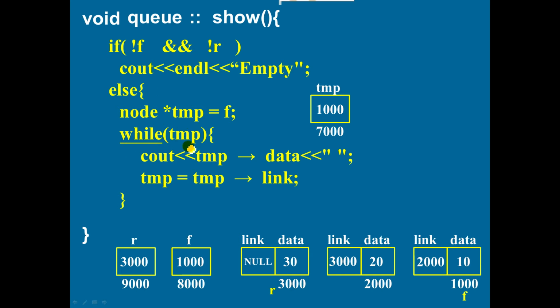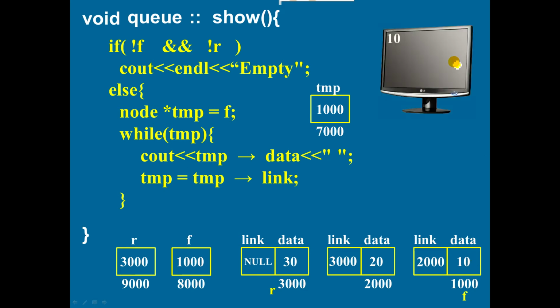Now in the while loop, if I simply write a variable name or if I simply write an expression, the condition tested here is not equal to 0. So your temp contains 1000. So 1000 not equal to 0, condition true, the control comes inside. Now cout output operator 1000 arrow operator data. So 1000 arrow operator data is 10. So on the computer's monitor you get the first element 10.